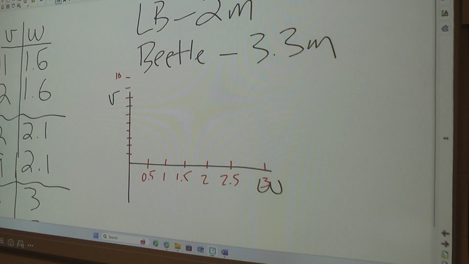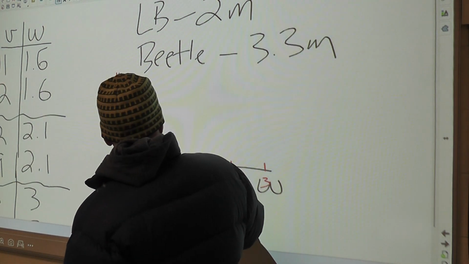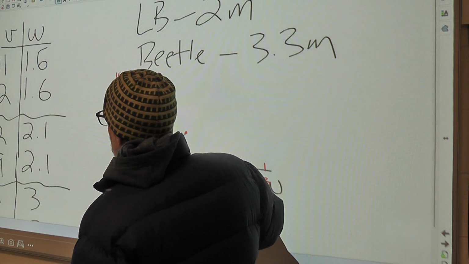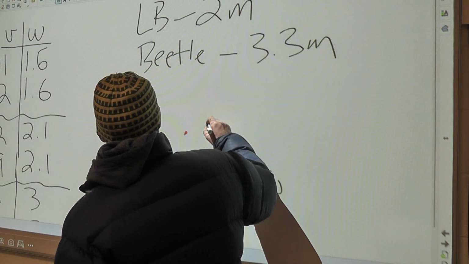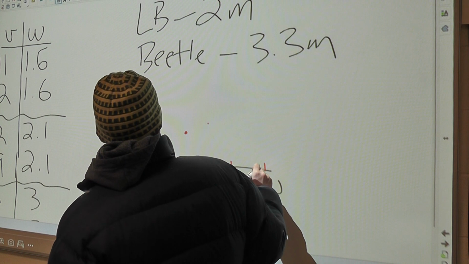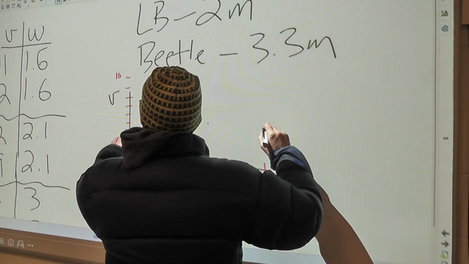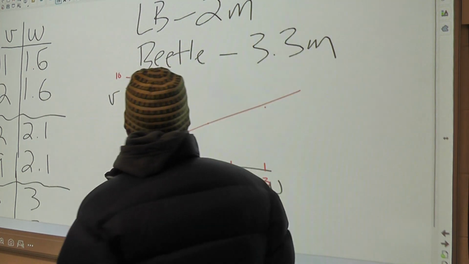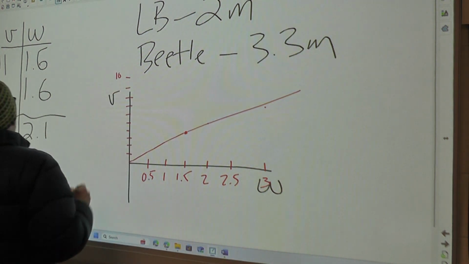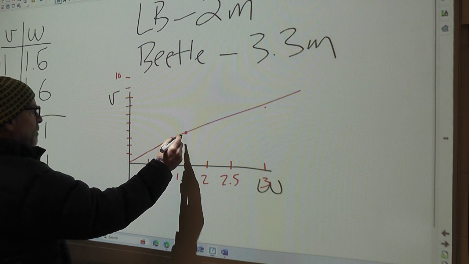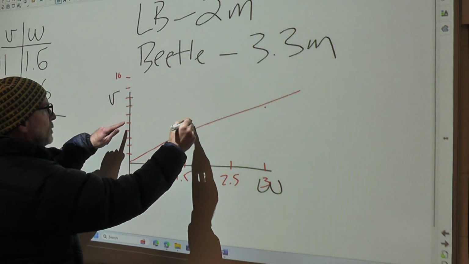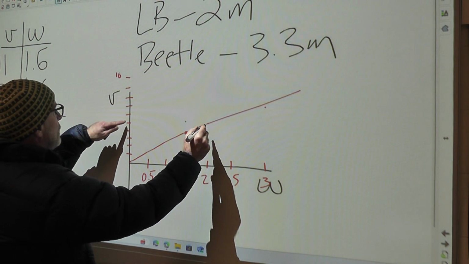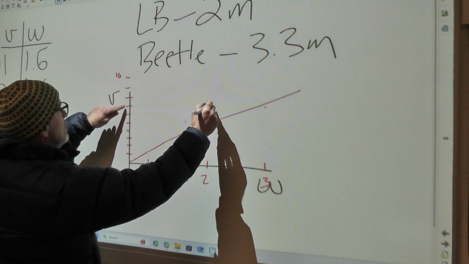At 1.6, the velocity of my ladybug was about 3, so that's about right there. At 2.1, the velocity of my ladybug was about 4.2, so that's about there. And at 3, the velocity of my ladybug was about 6, so that's about right there. Gosh, that sure looks like a line. And if we look at our beetle, 1.6 was 5.2-ish. And at about 2.1, it was close to 7, so that's right here.